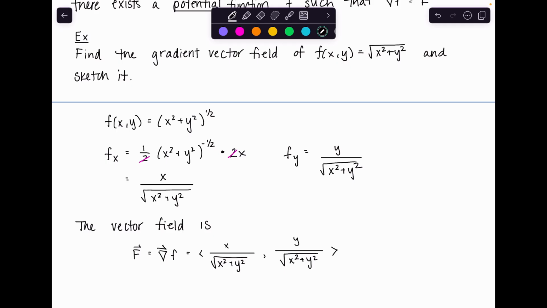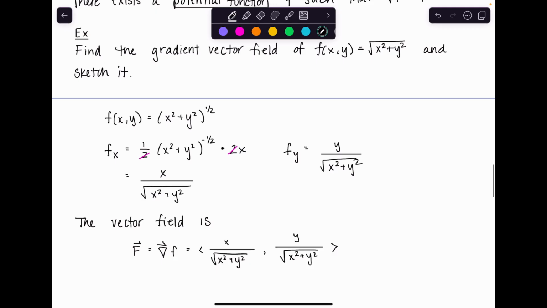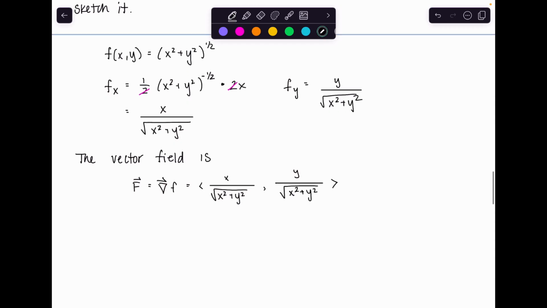Okay. So because I took the partial derivatives or found the gradient vector of this function, we can say F is a conservative vector field, and the potential function is the function we started with.